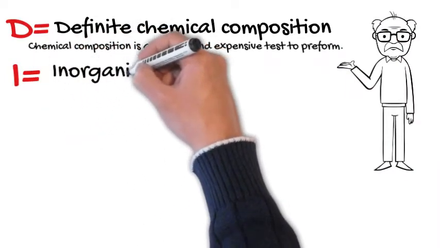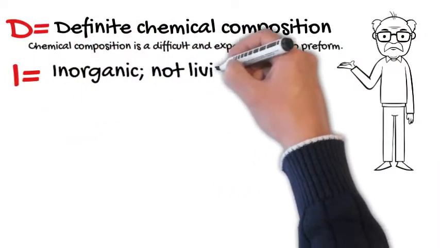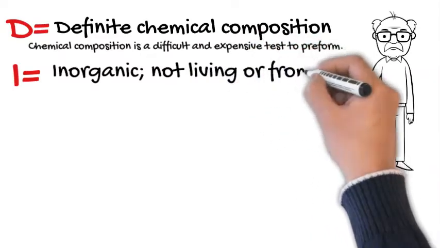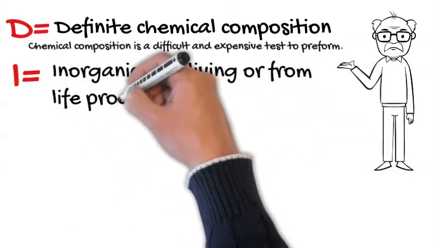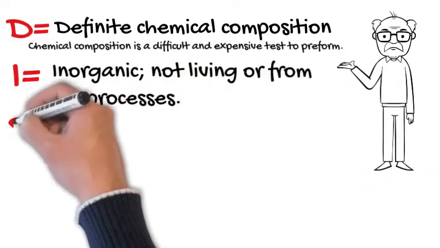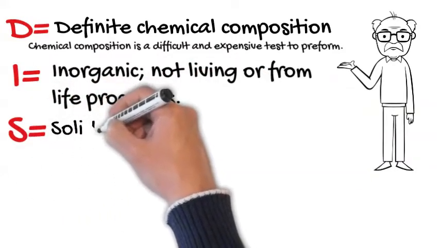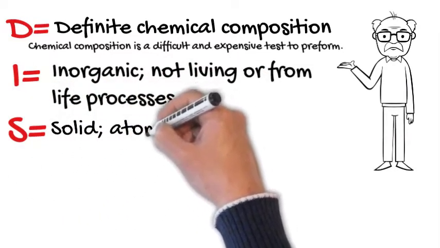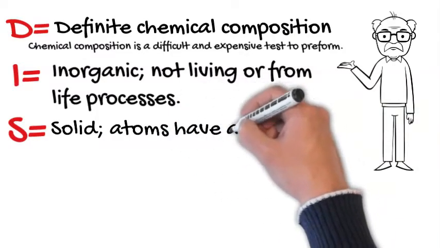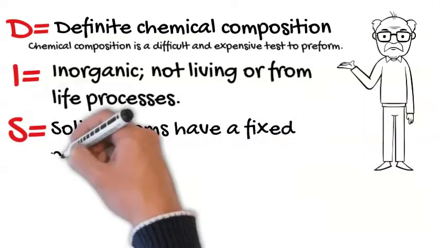The I stands for inorganic. That means it's not living and it did not come from life. But there are exceptions. We're going to look at those a little later. The S means that a mineral is solid. The atoms have a fixed position. They're not a liquid or a gas.